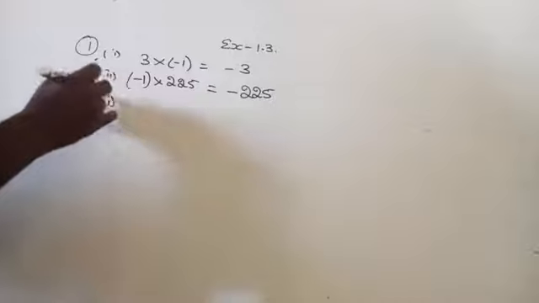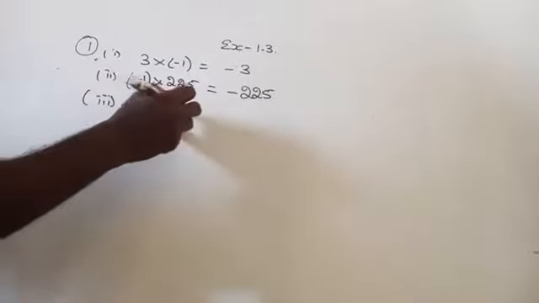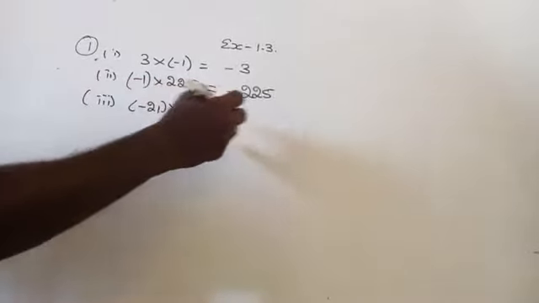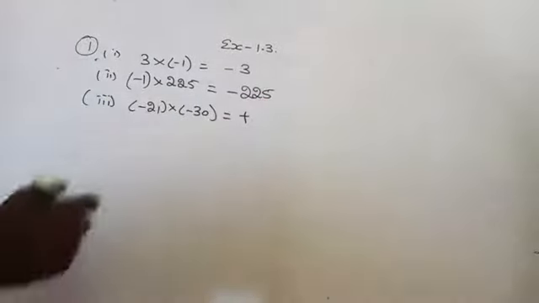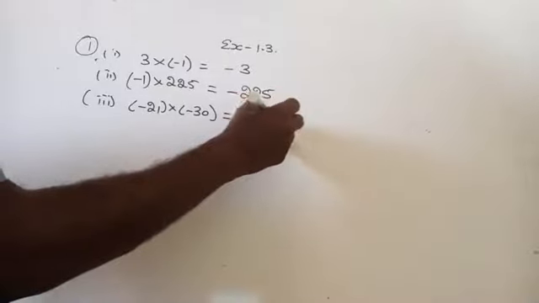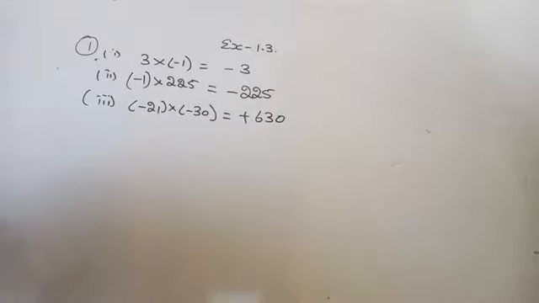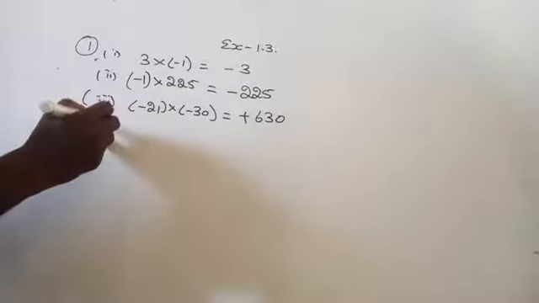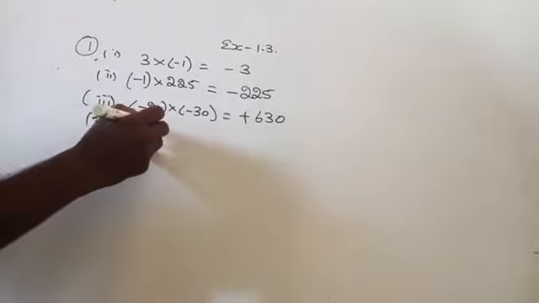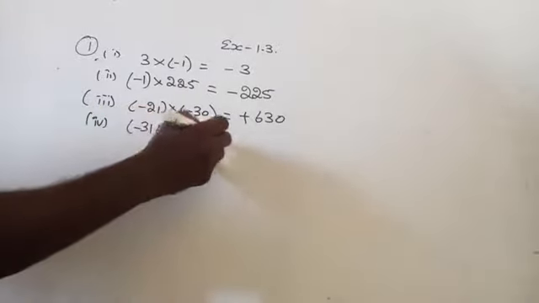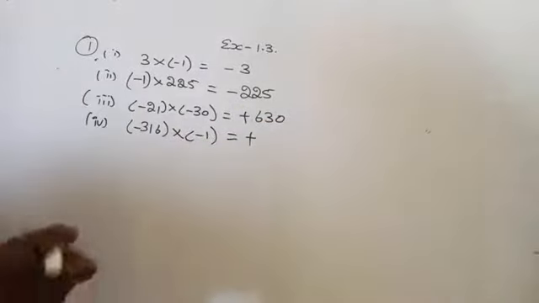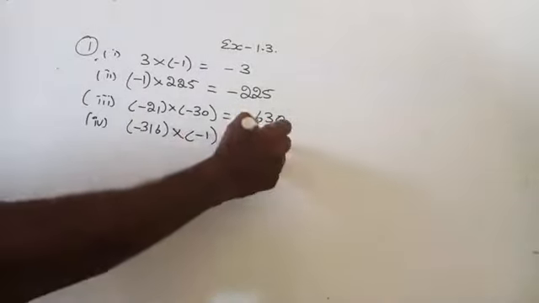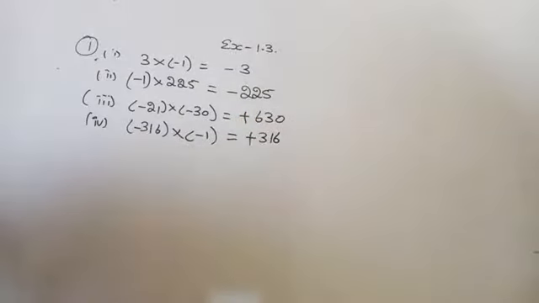Now the third part, minus 21 into minus 30. Minus into minus is plus, so 21 into 30. 21 threes are 63, then it will be 630. Sir, are you getting? Yeah. Now the fourth part, minus 316 into minus 1. The product of two negative integers is positive. 1 into anything is the same number. So 316 into 1 is 316.